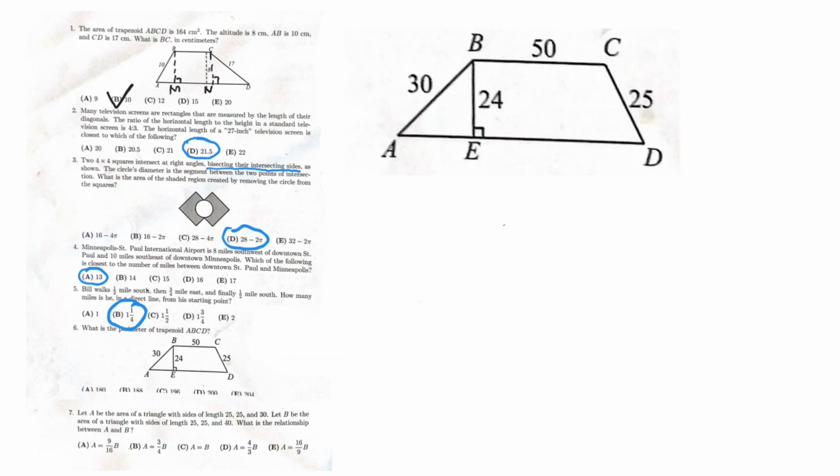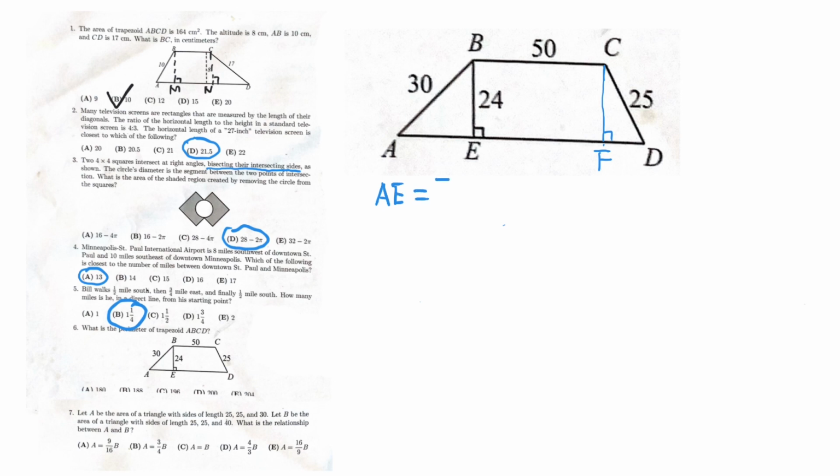Number 6. This is 2005 AMC 8, number 19. What is the perimeter of trapezoid ABCD? Now I copy the shape of this one. And then from C, we draw the perpendicular line to D. So this, I put F here. Now they ask for the perimeter. We need to find the base too. So use the Pythagorean theorem.